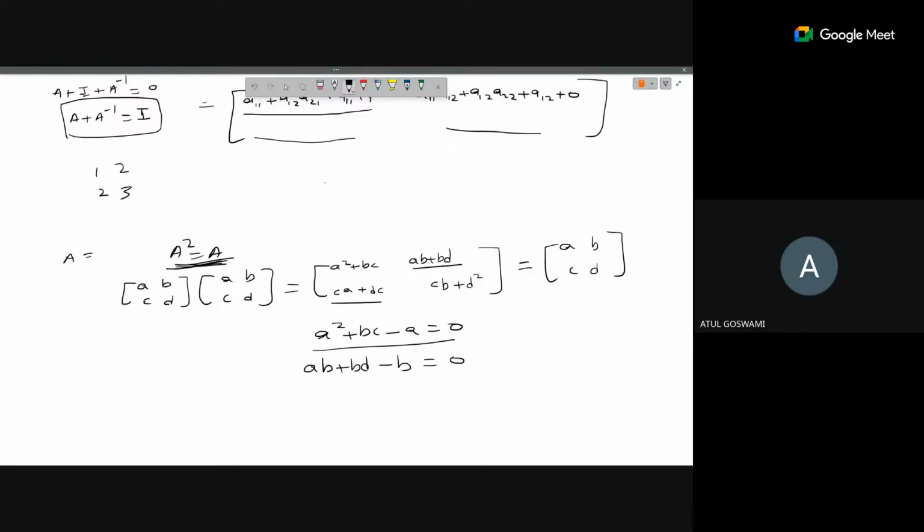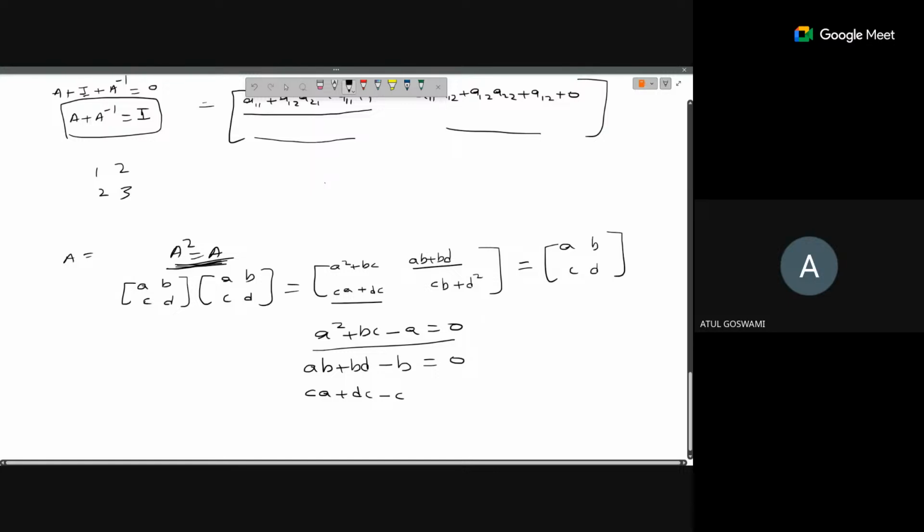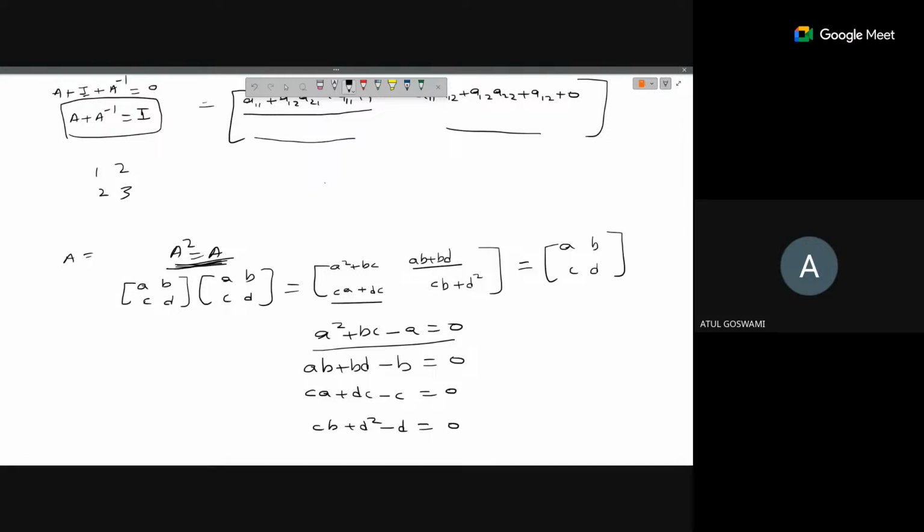And similarly, the third equation is CA plus DC minus C equals 0. And the fourth one is CB plus D square minus D equals 0. Okay, so from here, by solving these equations, we can say that such matrices exist. I mean, you can take appropriate values satisfying these conditions, and we can see it easily.